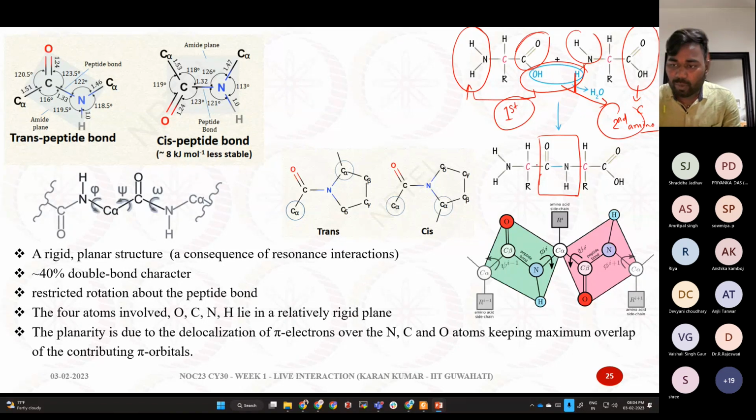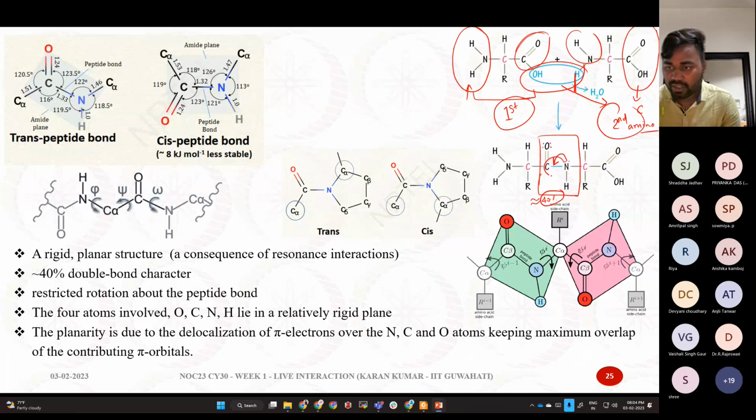Now next, coming to the property of peptide bonds. Here oxygen has 2 lone pairs and nitrogen has 1 lone pair. This lone pair participates in the resonance of the peptide bond, because of which it has a partial double bond character, approximately 40%. Means 40% of the time the peptide bond, which is CONH, will have double bond character.